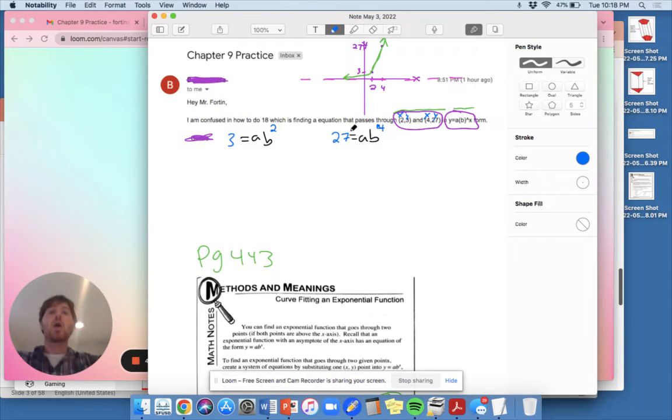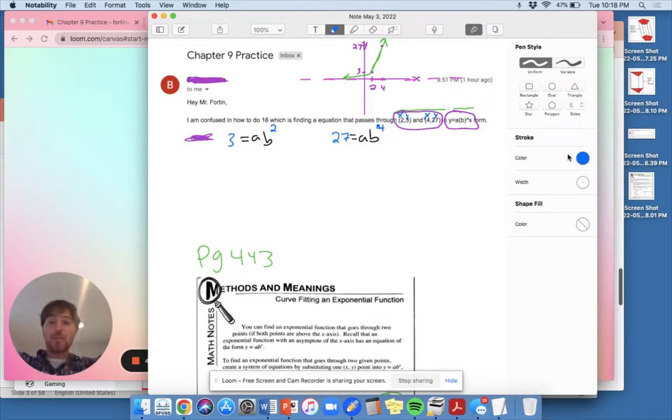Okay, so then the question is, what is that value of a? What is that value of b that gets me through the point 2, 3 and gets me through the point 4, 27? Because through any 2 points, there's actually only exactly one exponential curve that can be drawn between the two, one that would approach an asymptote and connect the two and keep growing. So anyways, what can we do to get there?